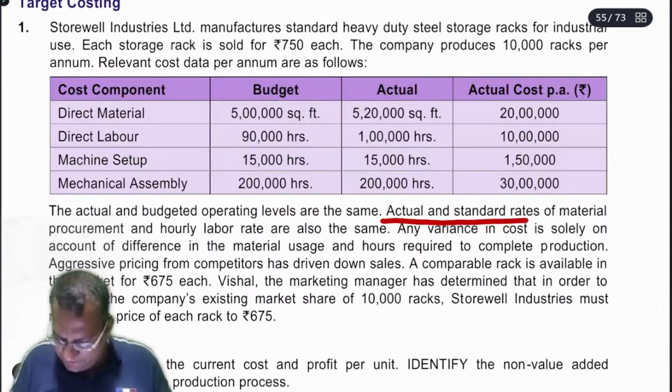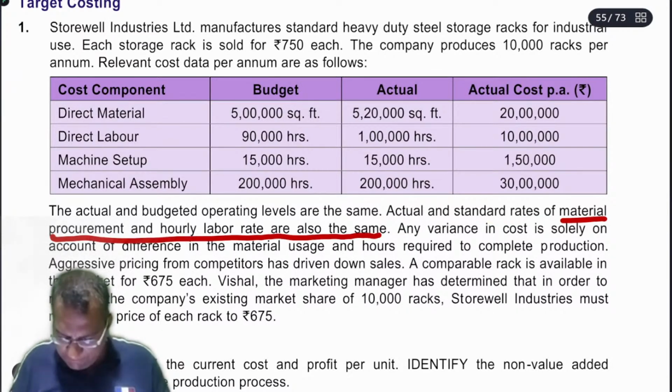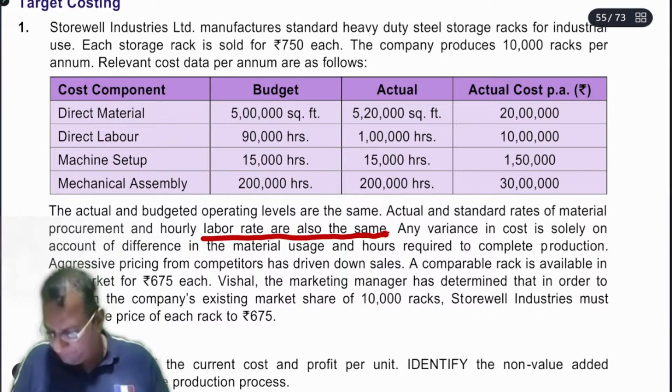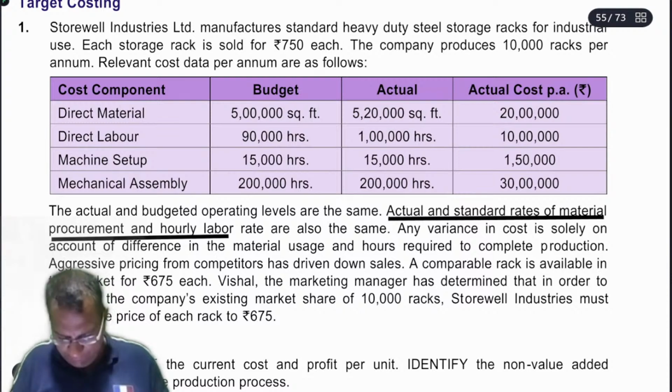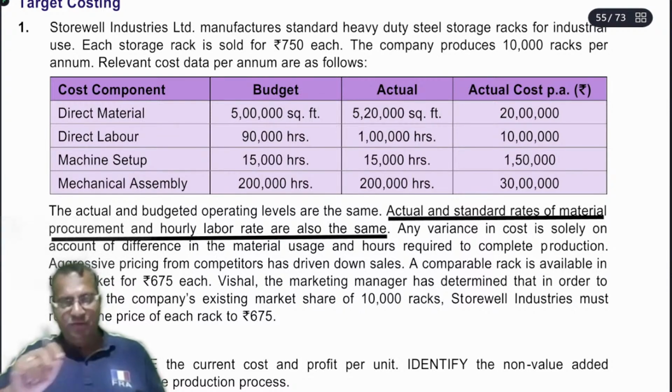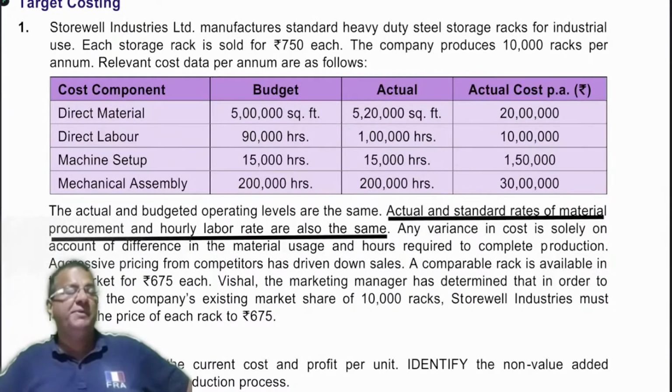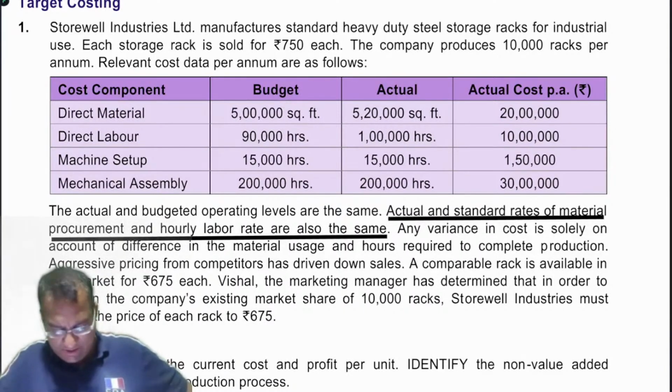Actual and standard rate of material procurement and the hourly labor rate are also the same. So now some concept of standard costing is applicable here. Can you tell me, the line which I have underlined, what will be the interpretation of this line? Which of the variances will be zero? Actual and standard rate of material procurement and hourly labor rate are also the same.